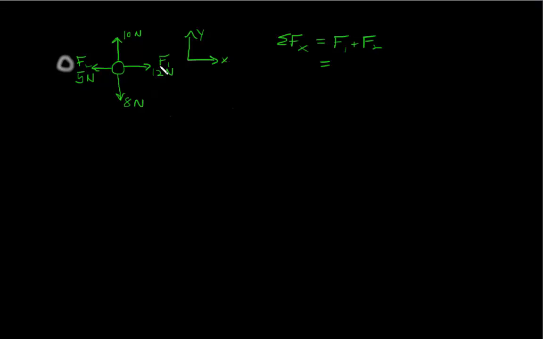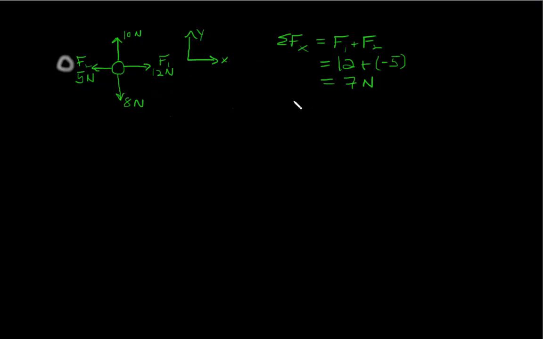Then if I put in the values, you just have to indicate the direction by using the sign. So F1 would be positive 12, plus F2. F2 though is going to the left, so it's plus negative 5. And so we get 7 newtons to the right. So that's the total force in the x direction.